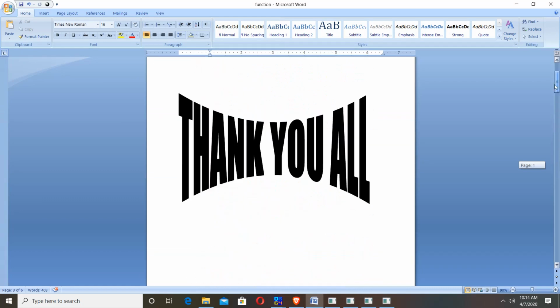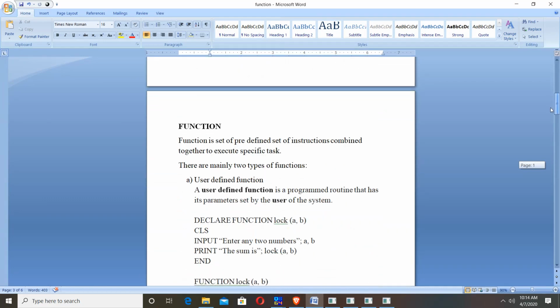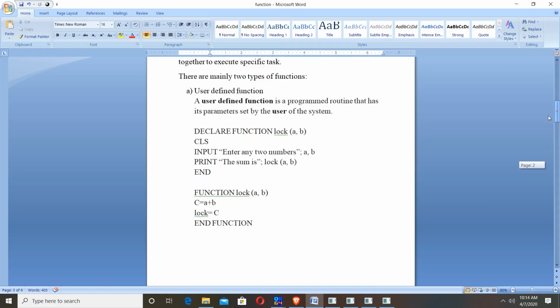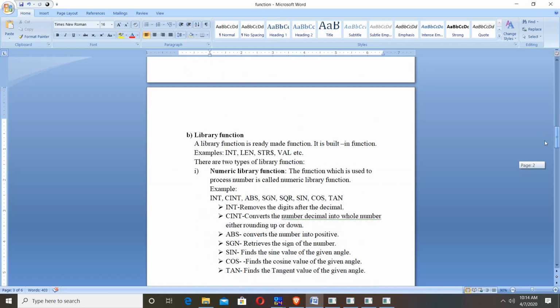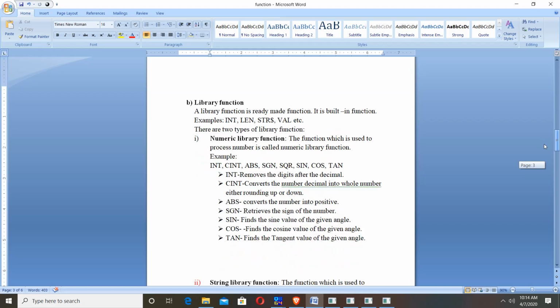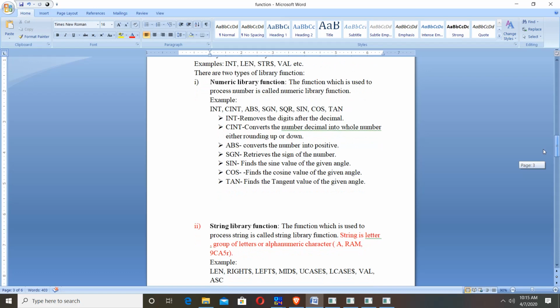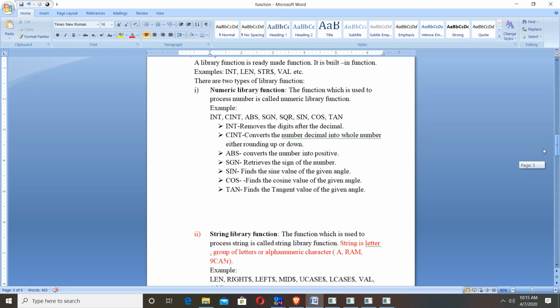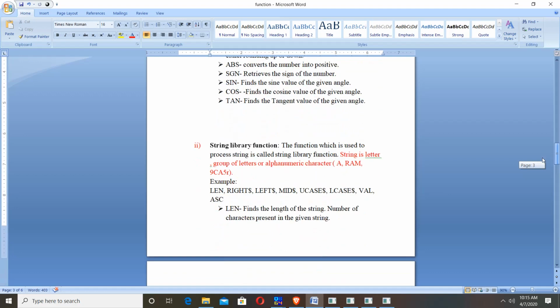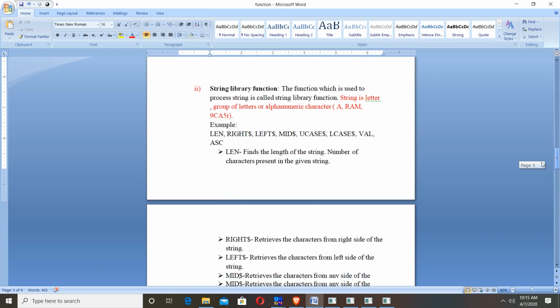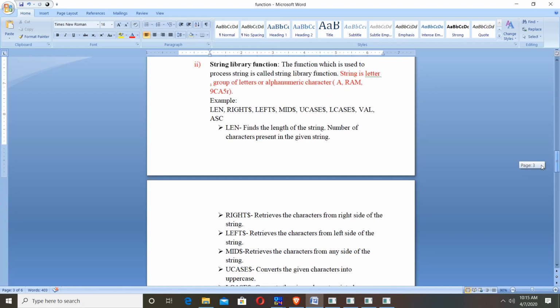So in today's lesson we discuss about function. After that, two different types of function: user defined function, which is defined by the user themselves. After that, library function, it is defined by QBASIC, and it is what? Ready-made function or built-in function of QBASIC. There are two different types of library function. They are numeric library and string library. In case of numeric library, what will be there? They process the number. And in case of a string library function, they process what? The string. String means alphabets, number, or alphanumeric characters.